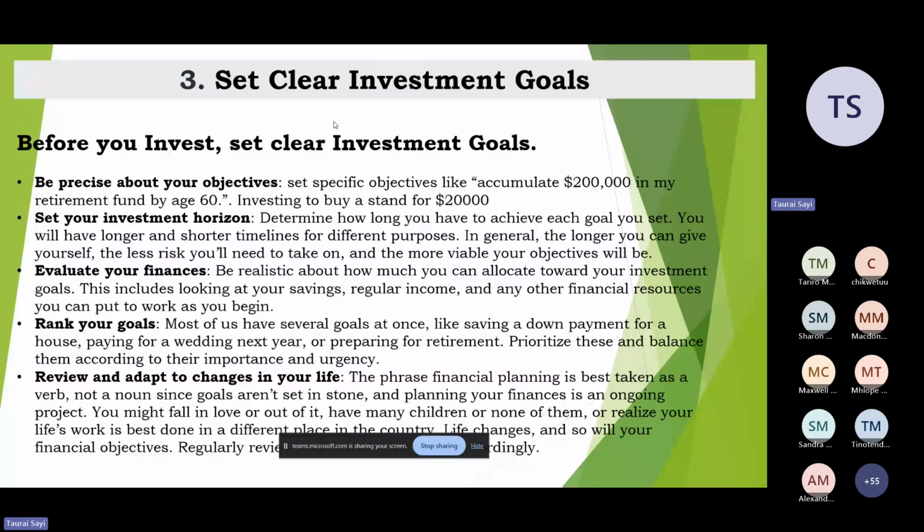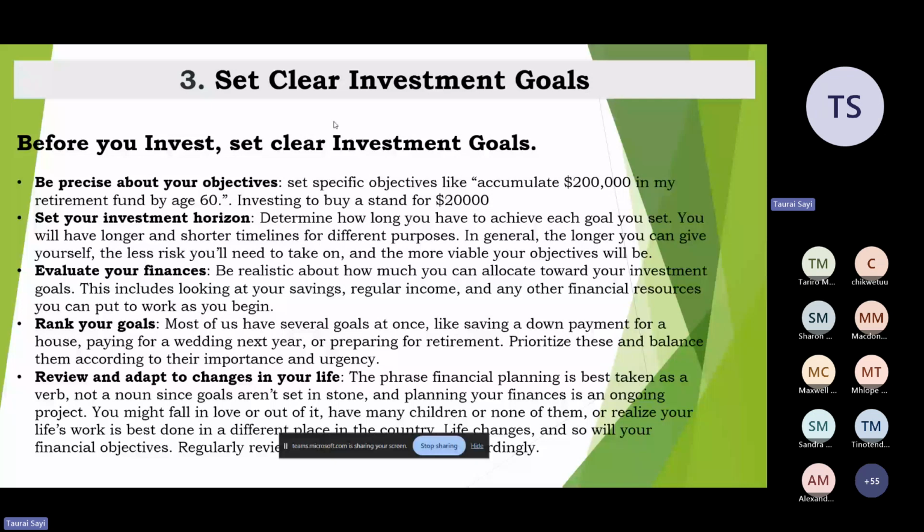Be realistic about how much you can allocate towards your investment goals. This includes looking at your savings, regular income, or any other financial resources you can put to work as you begin. So what I'm saying, don't go and try to invest when you don't have money. Have more or less, simply saying, have a backup for your investments. You could be doing some businesses, then you take aside some monies and put aside.